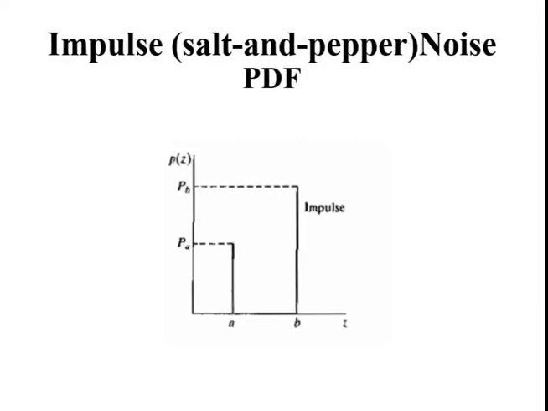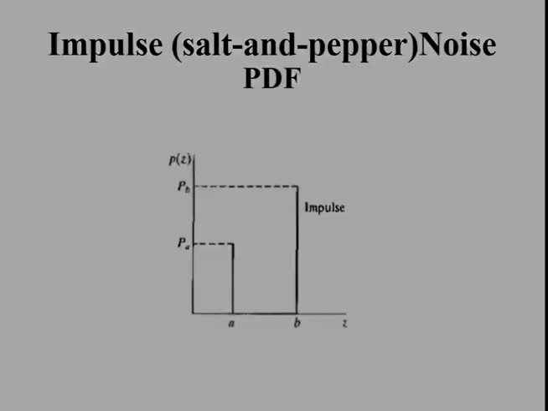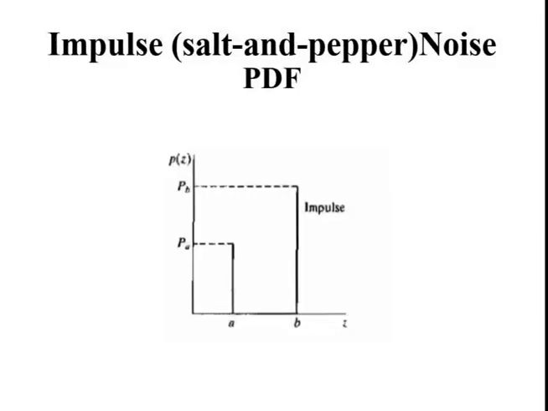This figure shows the plot of impulse or salt and pepper noise. Noise impulse can be negative or positive. Scaling usually is a part of the image digitizing process because impulse corruption usually is large compared with the strength of the image signal. Impulse noise generally is digitized as extreme, pure black or white values in an image. Thus, the assumption usually is that a and b are saturated values in the sense that they are equal to the minimum and the maximum allowed values in the digitized image.